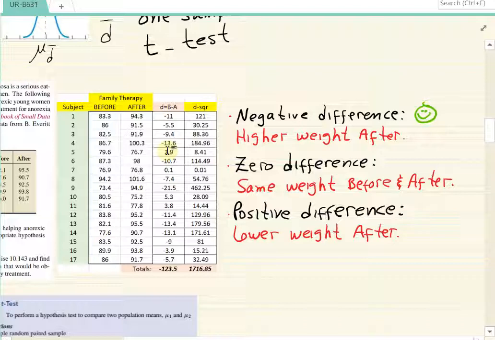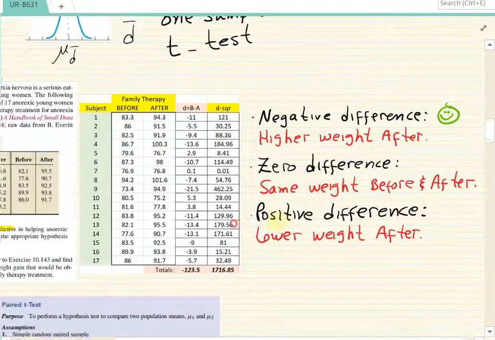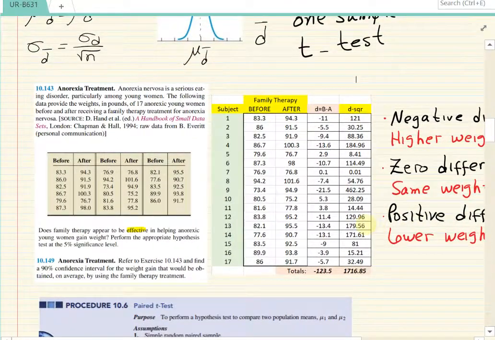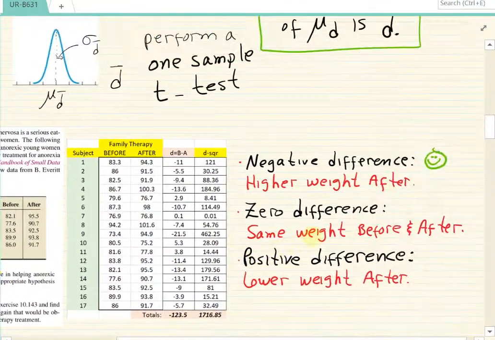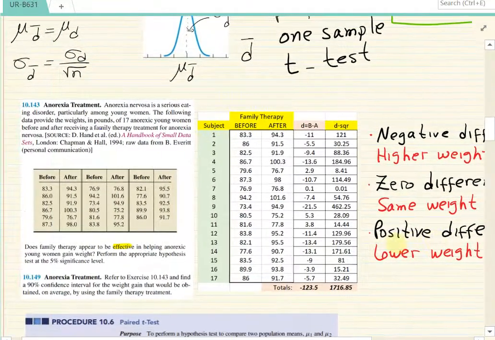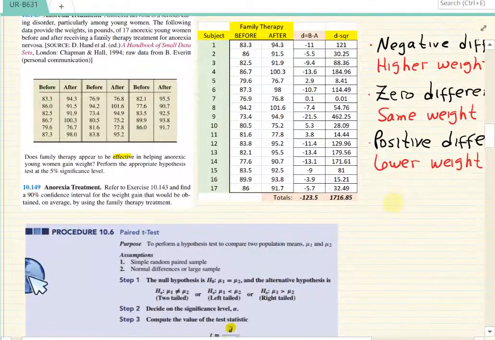Therefore, if you want to know the effectiveness of family therapy, we're hoping for what? We're hoping for these negative differences, right? Means higher weight afterward. I have my happy face emoticon here. Or actually, that's my emoji, not the emoticon. Sorry. Emoticons, you do them from the keyboard, right? Using dashes and semicolons, things like that.